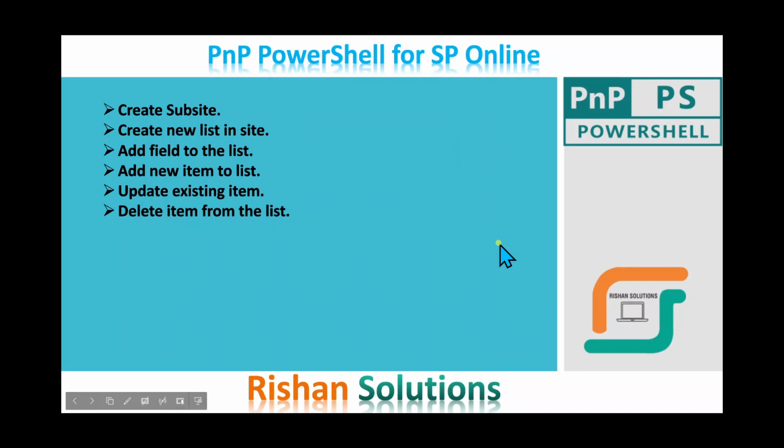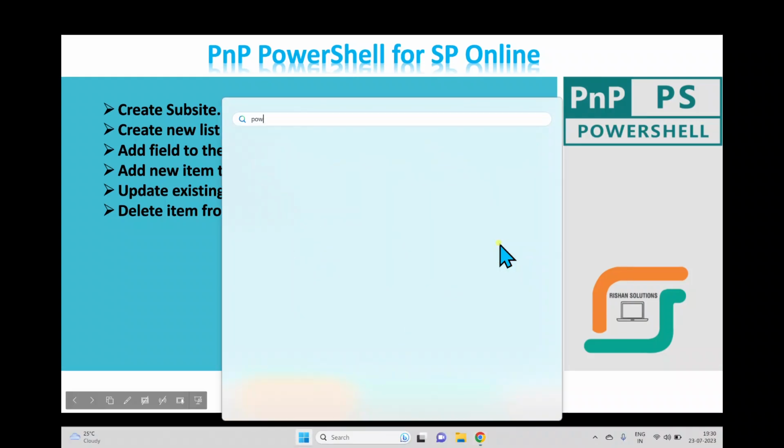In this video, we'll discuss how to create a subsite using PnP PowerShell script. With that, we'll learn how to create a list and then how to add a column to that list, as well as we'll try to add a new item to the list, and we'll try to update and delete the items from the list. So for that, I'm opening PowerShell script.